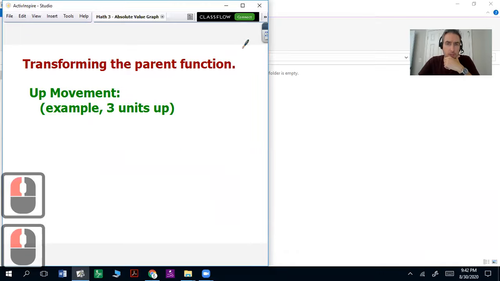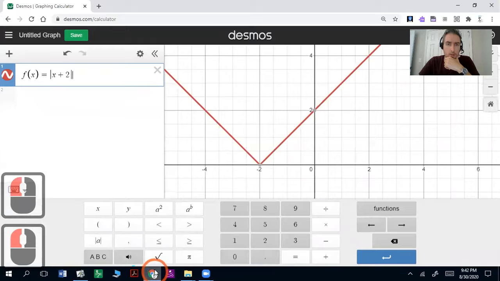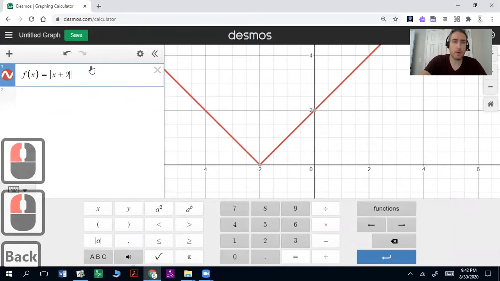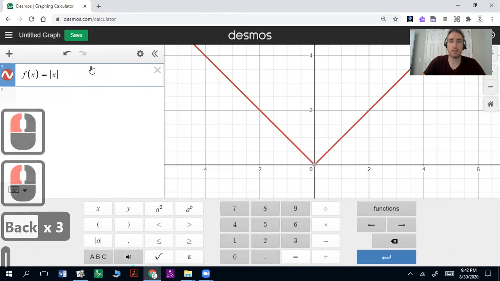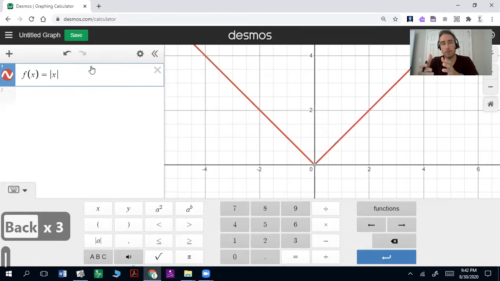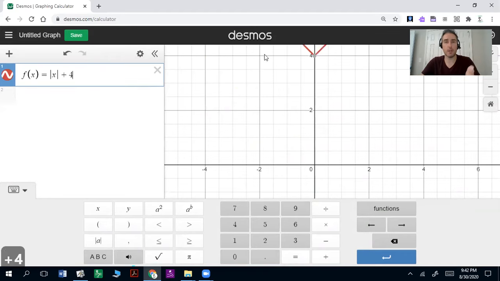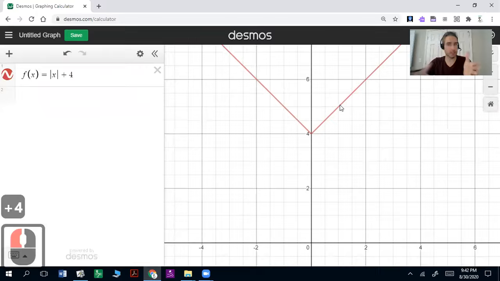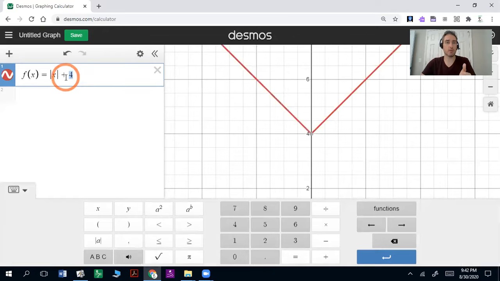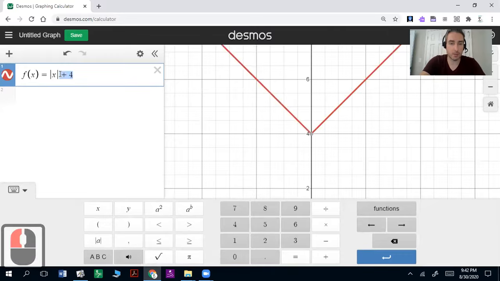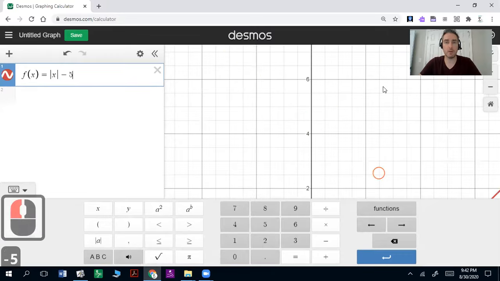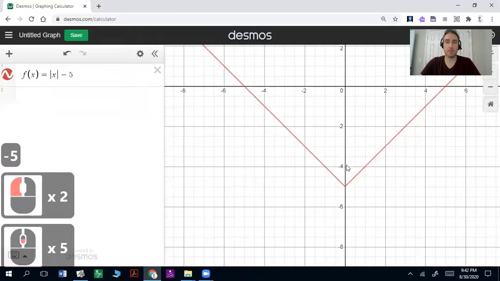Now let's talk about up and down. So if I want to move it up and down, then what I need to do is I need to close the absolute value bar first. And then at the end of it, I need to add or subtract. So adding, like adding 4 will bring it up 4. Notice it's still opening up, but it got shifted up. Whereas if I wanted to go down, I might say minus a number. So if I did like -5, it would be shifted down 5.